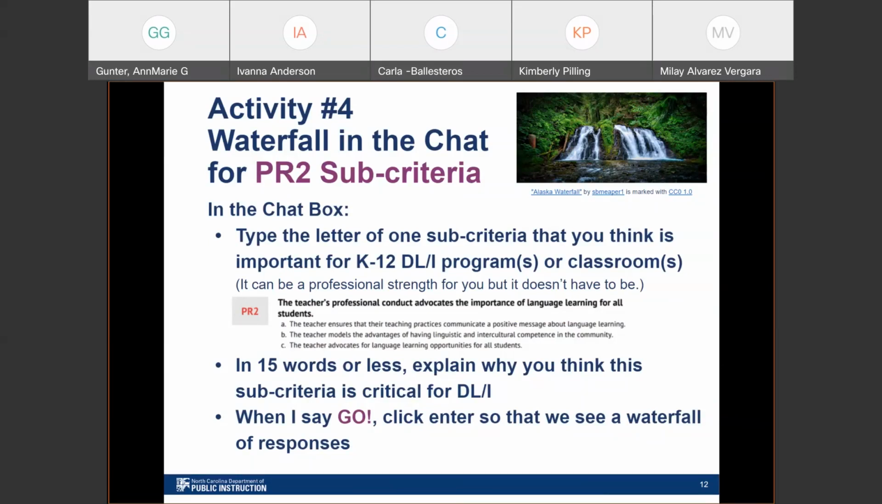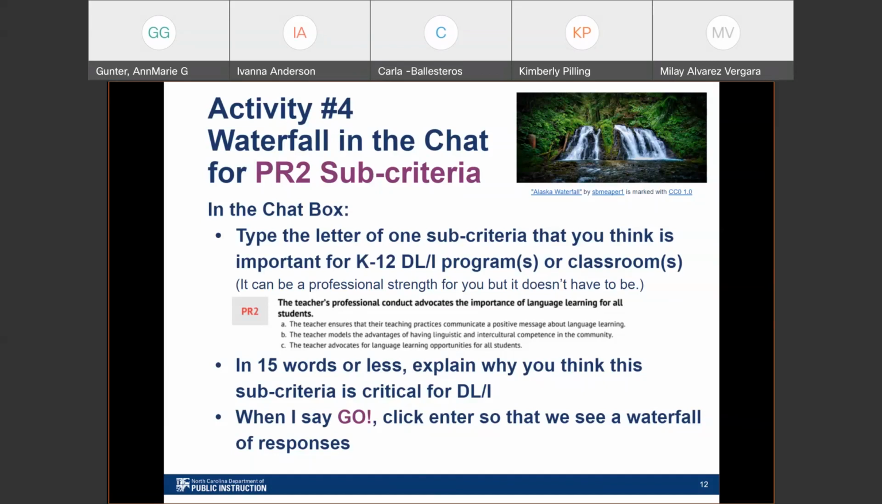All right, let's take another minute or so to gather our thoughts. Make sure that your response is ready to send when we say the magic word. All right, are you ready? Get set, go. Let's see the waterfall of responses in the chat. The beautiful waterfall.